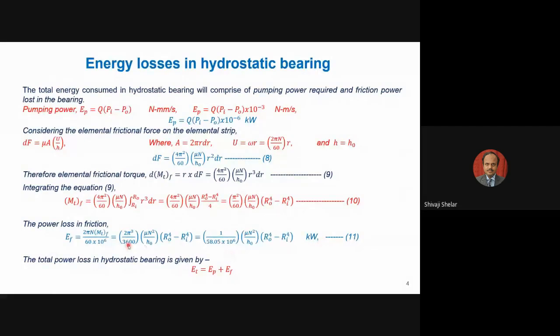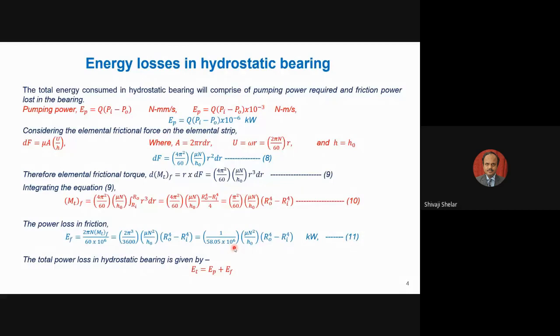Now we are putting this value here. You are going to put the value of MT by equation 10, so all that equation 10 value will be put here. This relation will come as 2 pi cube upon 36,000 mu n square by h naught into Ro raised to 4 minus Ri raised to 4. If we solve this, this relation comes as 1 upon 58.05 into 10 raised to 6.